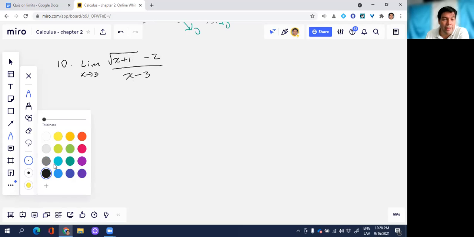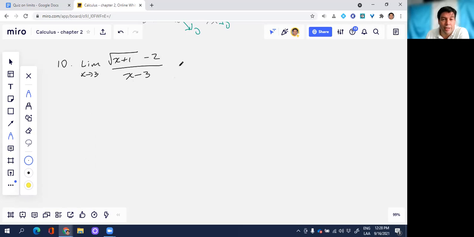So we multiply by the conjugate. We want to rationalize the numerator, the one that has a root. The conjugate is the same thing with the sign between the two terms changed, since in this case we are subtracting. So this is the square root of x plus 1 plus 2. And this fraction has to be a 1, so we write the same thing in the denominator.